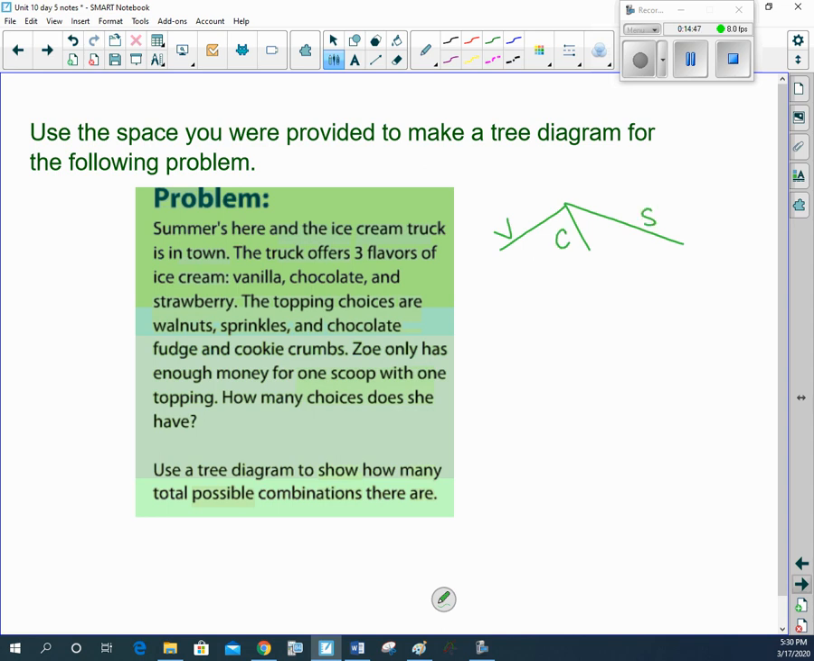And then after she does that, you have how many choices of toppings? So let's see. We have walnuts, sprinkles, chocolate fudge, which is one combination, even though it's on a separate line. So chocolate fudge and cookie crumbs. So we've got 4 choices for toppings. So once she picks one, she's got 4 choices for toppings. So that would mean she would have 12 combinations that she could create with her restrictions. Okay.